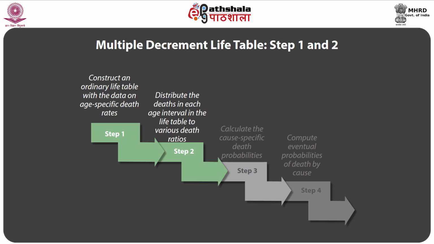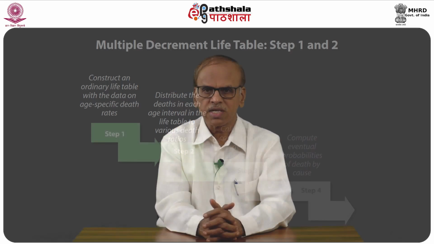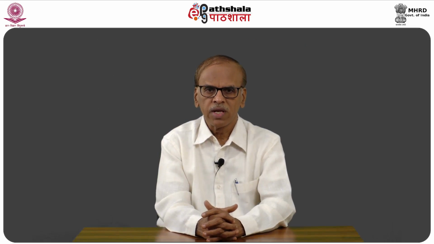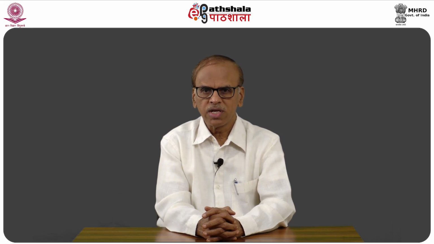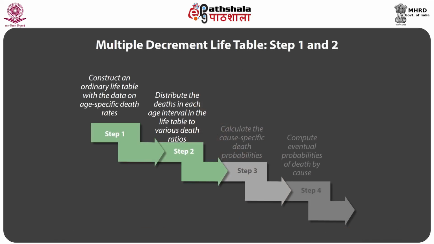Step 1. Initially, construct an ordinary life table with the data on age specific death rates. See module 28. Step 2. Distribute the deaths in each age interval in the life table to various causes using age cause specific death ratios. Step 2. Age specific death ratios.